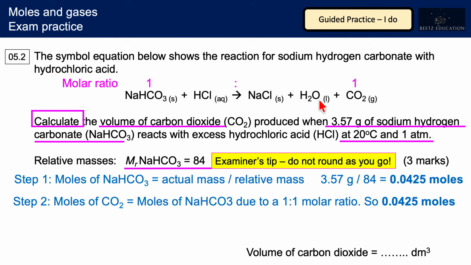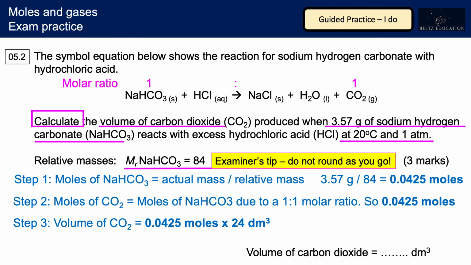I'm not bothered about the rest because those are not involved in the question. So if it's a 1-to-1 molar ratio, then I have the same number of moles for my carbon dioxide as my sodium hydrogen carbonate. So 0.0425 moles of carbon dioxide as well.